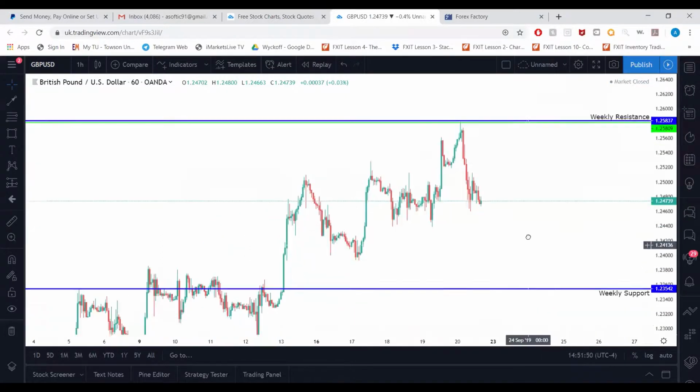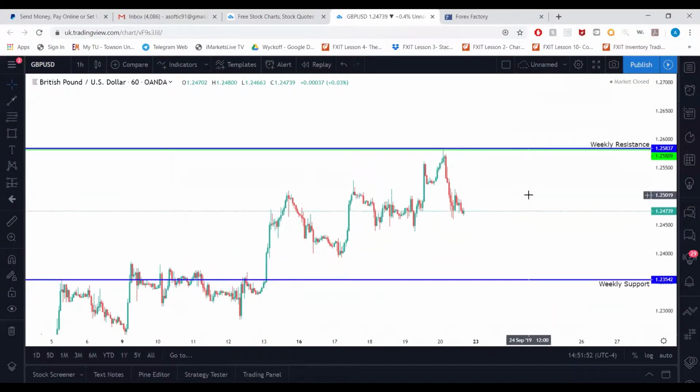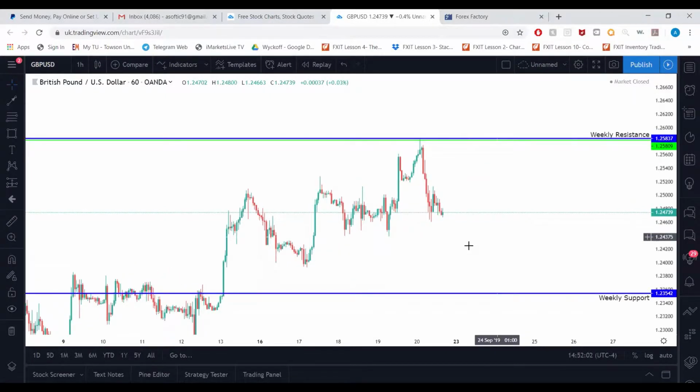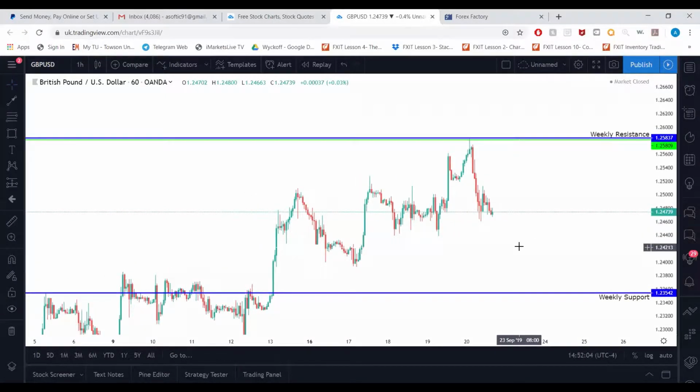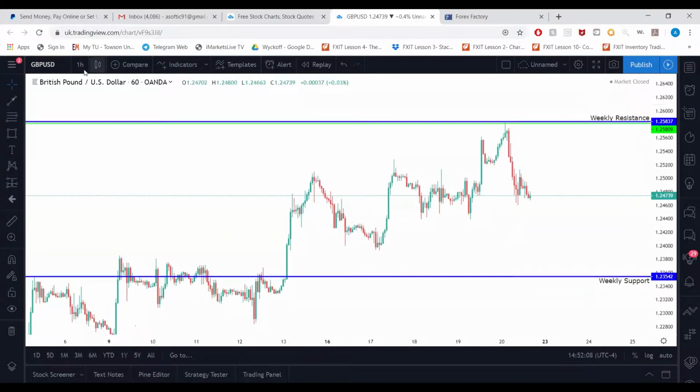So this is what you can do, Tom, rather than over leveraging, right? You can identify the structure and then keep adding on the pullbacks until essentially it reaches your full take profit. But I do not suggest you over leverage, right?